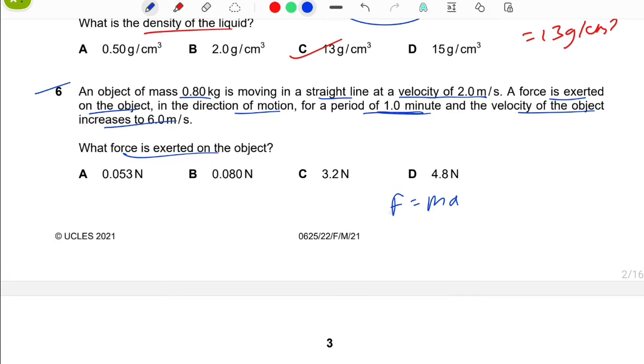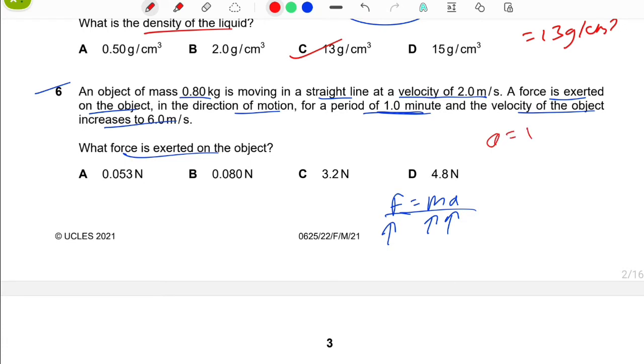So here they have asked to find force, so I am writing the formula for force, and they have given everything over here. Now let's proceed with the question. We need to find force. For that we must know mass and acceleration. They have already given mass, which is 0.8 kg, and now we have to find acceleration, and they have given everything we need to find it.